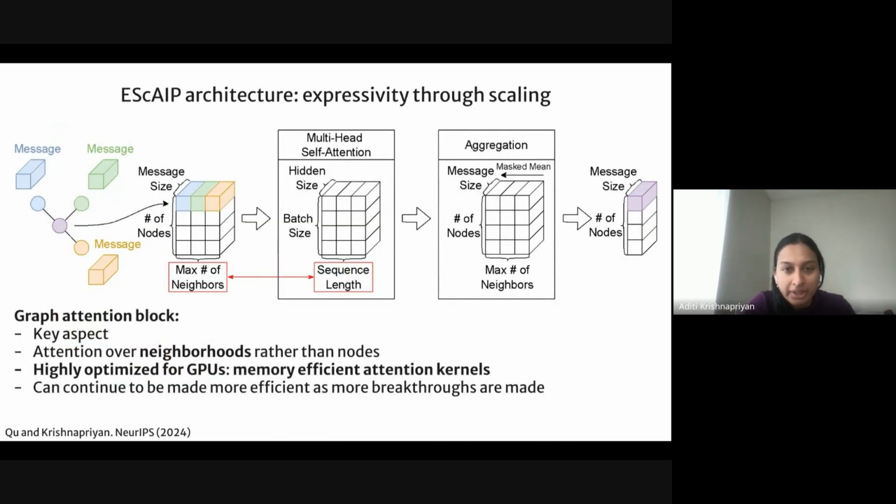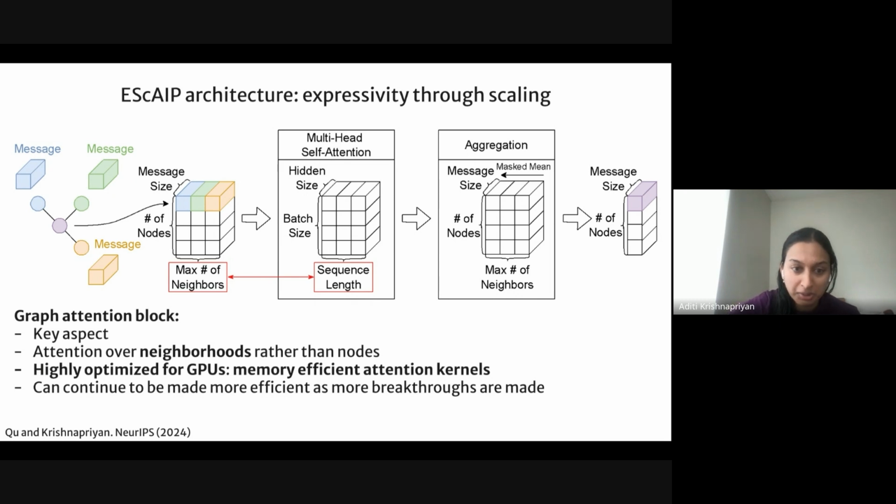So one other point here is that we developed this graph attention block, and this is really the key component of the architecture. Again, you can see the paper for more details about this. One of the things about this block is that we're doing graph attention over neighborhoods rather than nodes themselves. So we do this over the max number of neighborhoods, and we use that as our sequence length. We found that doing attention over the neighborhoods actually seems to be more expressive than doing it over the nodes themselves.